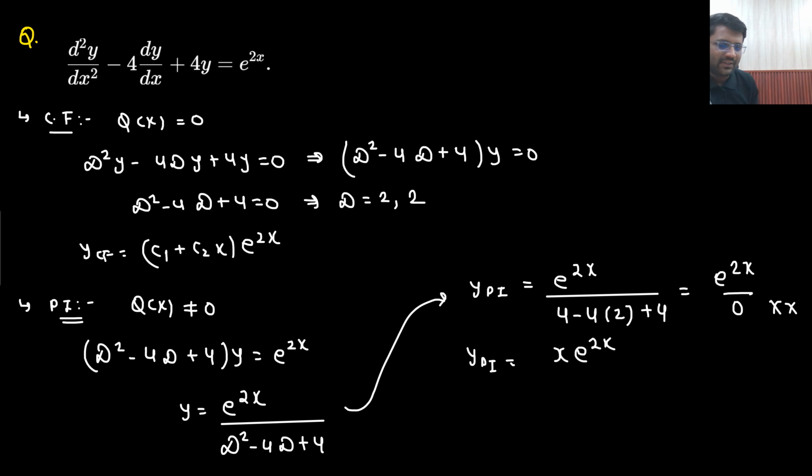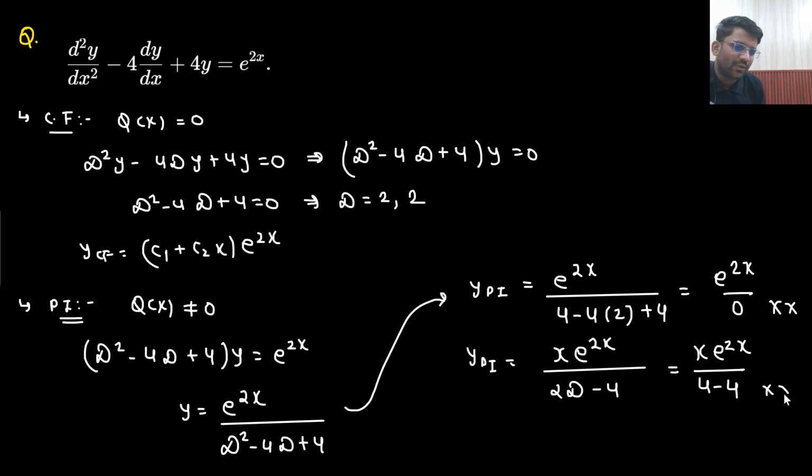So upper side I multiply with x, and downward side I differentiate this function. After differentiation, what will I be getting? 2D minus 4. Now what do I need to do? Again I need to put this 2 here. So I will be getting x e to the power 2x over 4 minus 4. Again it is coming out to be 0, not acceptable.